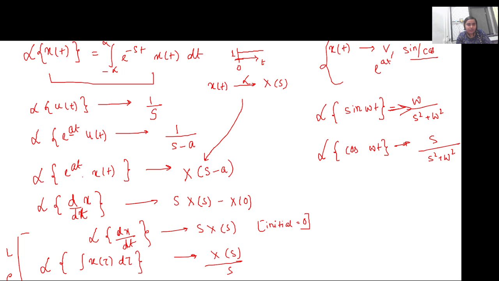Note that for all of these functions, if e to the power at is present, for example the Laplace transform of e to the power at cos of omega t, then in place of s, it will be shifted to s minus a. It will be s minus a, whole square, plus omega square. So in any function, if e to the power at is present, we will replace s by s minus a. These are pretty much all the formulas that we'll be using in our circuits today.